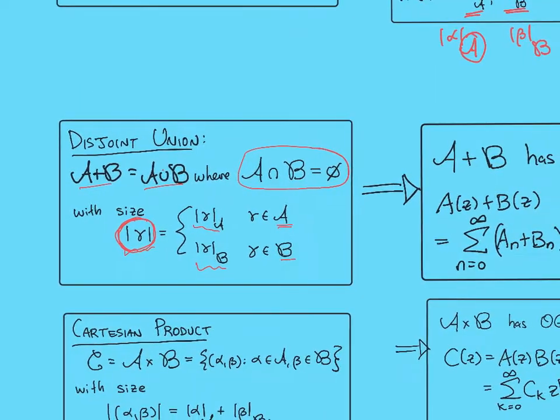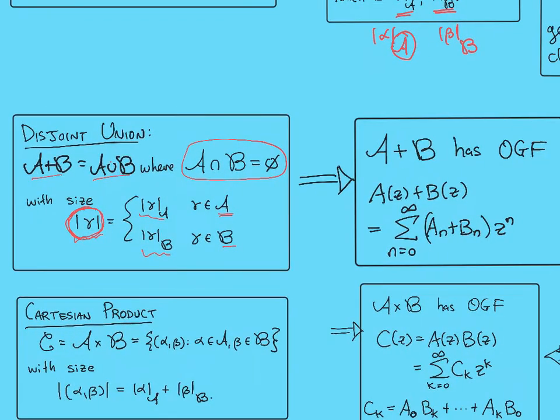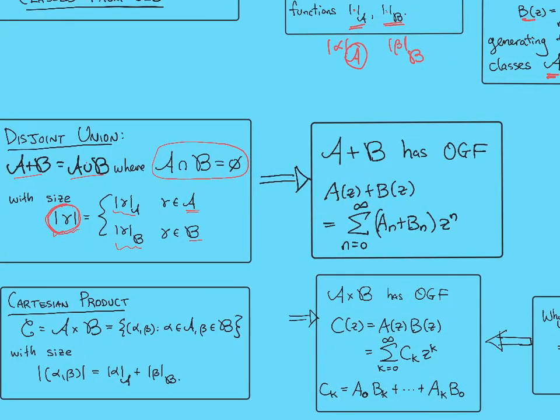Okay, what's the effect of this construction on generating functions? So A disjoint union B has ordinary generating function just the sum of the power series, and you would just sum the coefficients. So this is no big deal based on what I just said about comparing the sizes, namely the number of things with size n in the disjoint union is just the sum of the numbers of things in A and B separately.